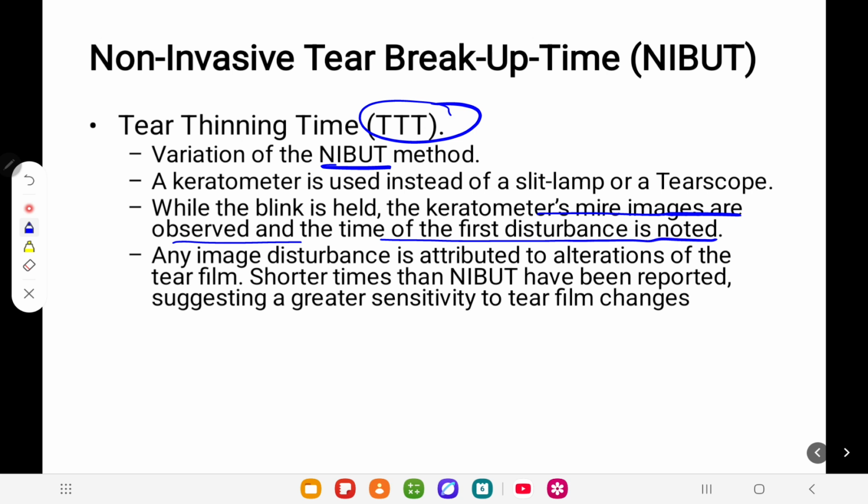You do not perform this TTT regularly in clinic, but whenever you want to do it, it's very easy. Just do it one or two times and you will become a pro at TTT. It's very fascinating. The very first time you note a disturbance of the tear film in the mire of the keratometer, that's TTT. Any image disturbance attributed to alteration of the tear film, with a shorter time than NIBUT, has been reported, suggesting a greater sensitivity to tear film changes. I love this TTT. It's very useful whenever you have a keratometer: just look for the mire disturbance. It will help you understand what TTT is.